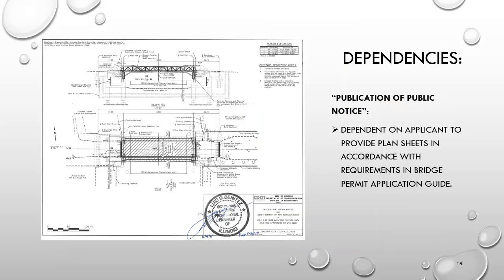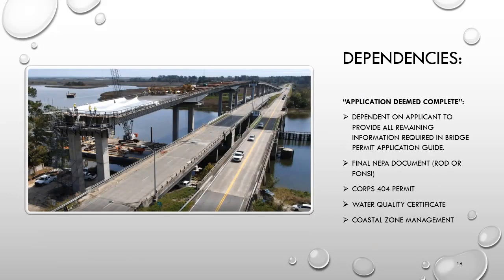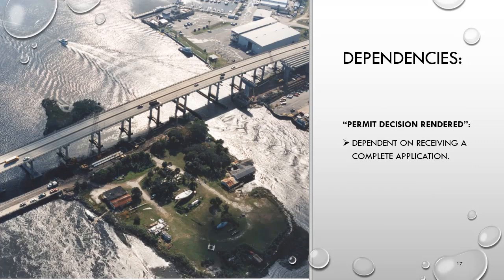For the publication of public notice, we can't send out our public notice until the applicant provides us plan sheets in accordance with that BPAG. For an application to be deemed complete, we need all of the information, including the final NEPA document and all other requirements outlined in the Bridge Permit Application Guide. And for example, the 404, the WQC, the CZM, like we discussed earlier. For the permit decision rendered, it's dependent on receiving a completed application. We cannot move forward with our decision until we have everything that we have requirement for in the Bridge Permit Application Guide.